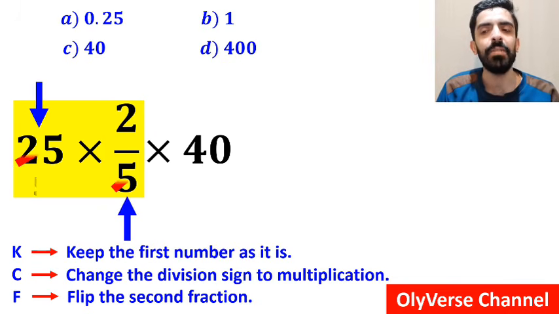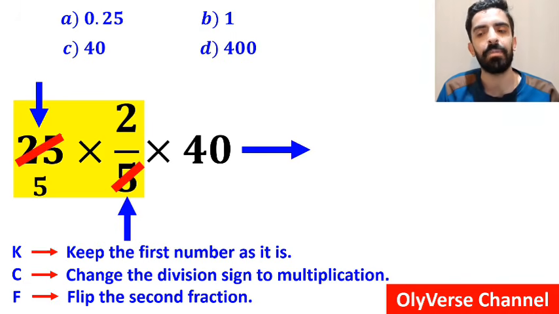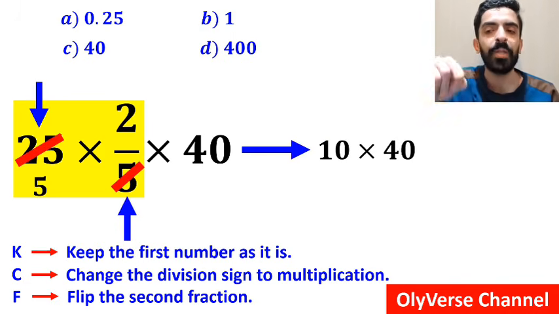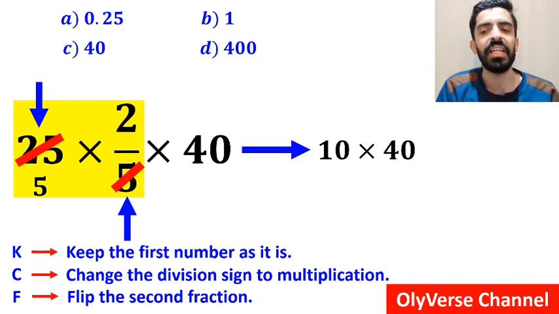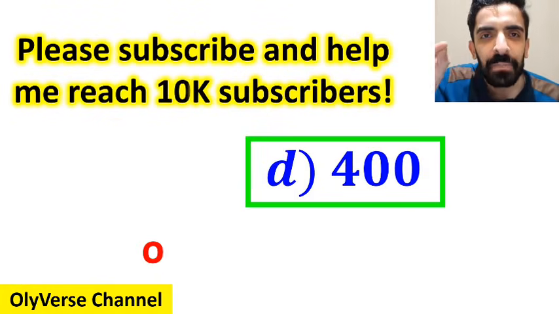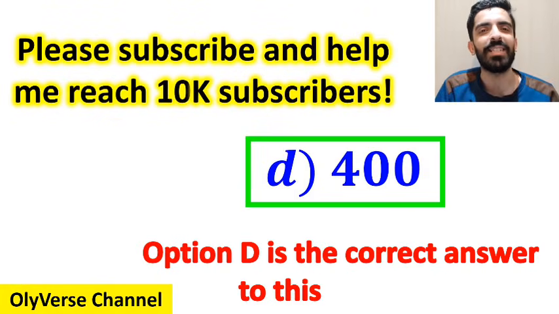Now, we can easily simplify the number 25 with the 5 in the denominator, and instead of this expression, we can write 10 multiplied by 40, which finally gives us the answer 400. That's great. Option D is the correct answer to this question.